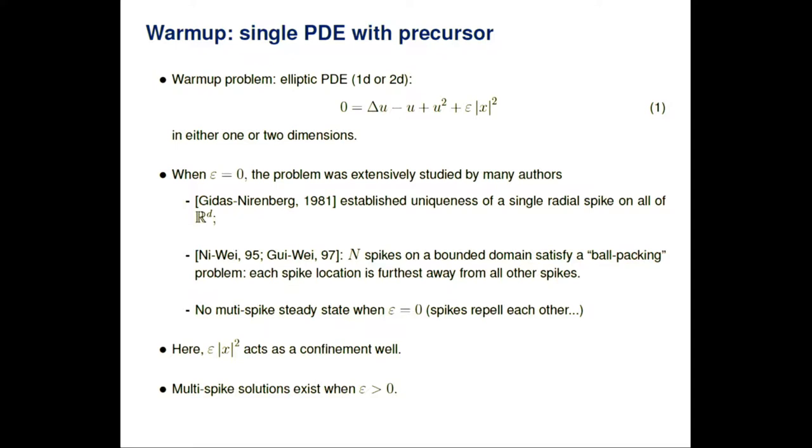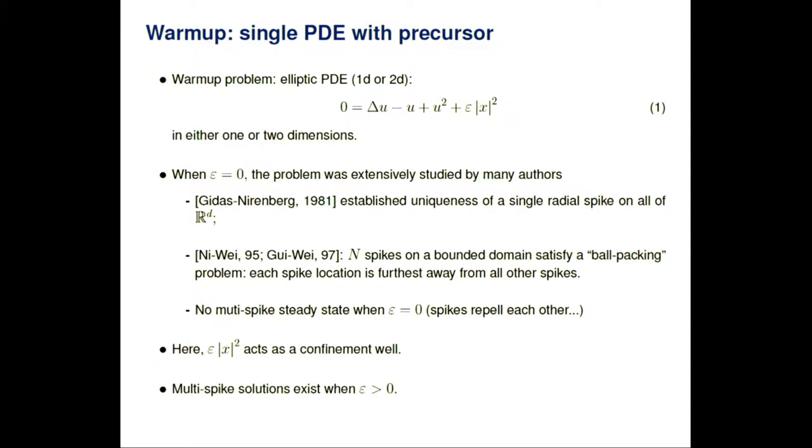If you have a bounded domain, there are multiple spikes, and they satisfy a bulk packing problem. This is the famous result from the 90s by these authors here. That's one of the main results in this field. But n is not determined by the domain size. You can actually have many different. Okay. So you're taking that equation, you're putting it into n and solving it. That's right.